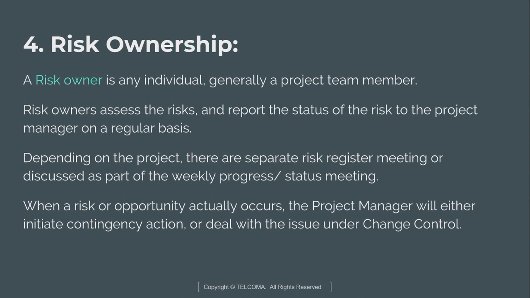So when a risk actually occurs, the project manager will either initiate contingency action or deal with the issue under change control. Here, change control is a systematic approach to manage all changes made to the product or the organization. The purpose of change control is to ensure that no unnecessary changes are made which will cause the risk to occur. So this is the risk ownership.